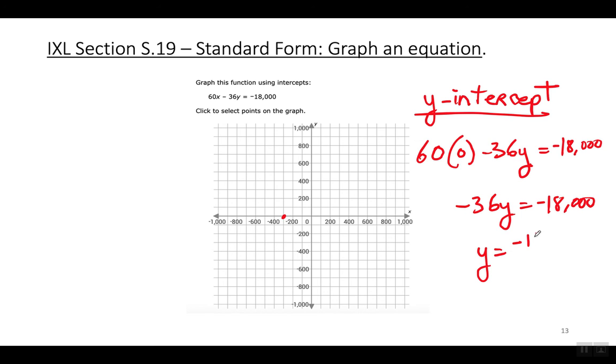So y is going to equal negative 18,000 divided by negative 36. And when I divide that, I'm going to get 500. Y equals positive 500. So when x equals 0, y equals 500.